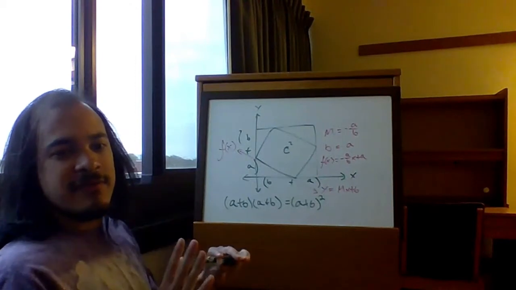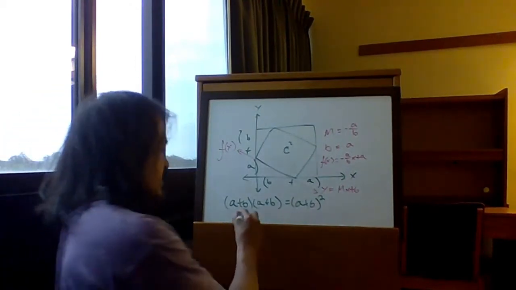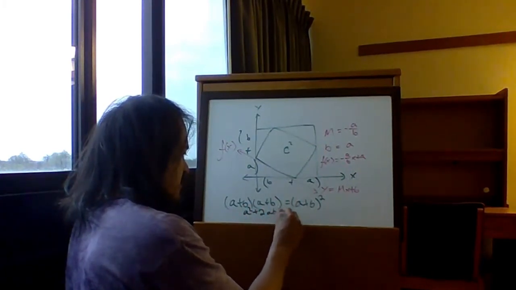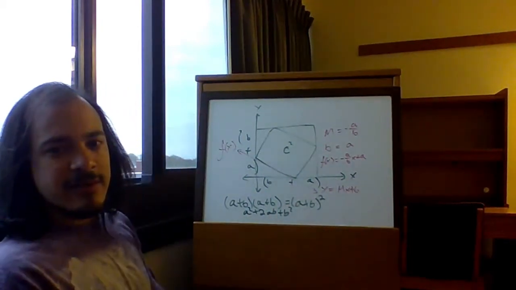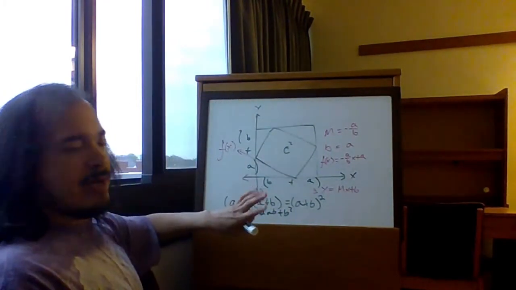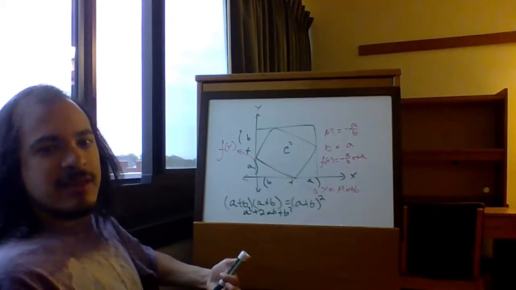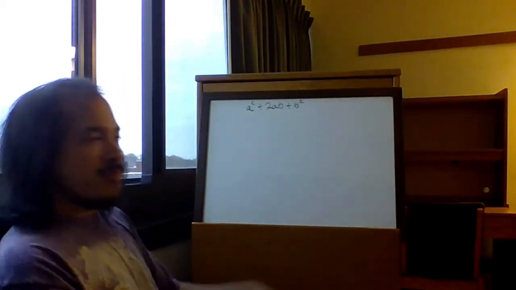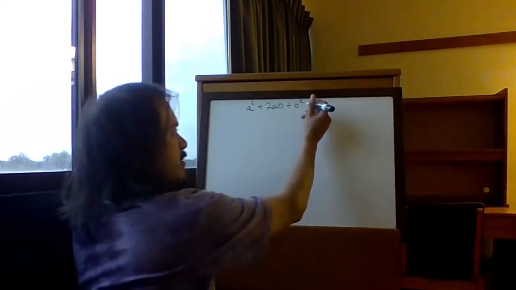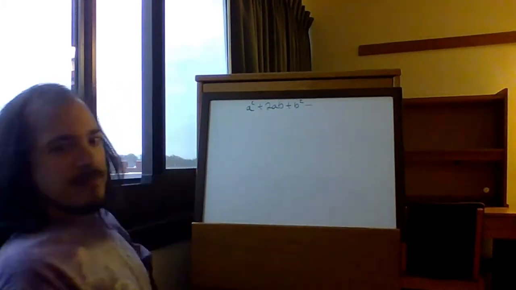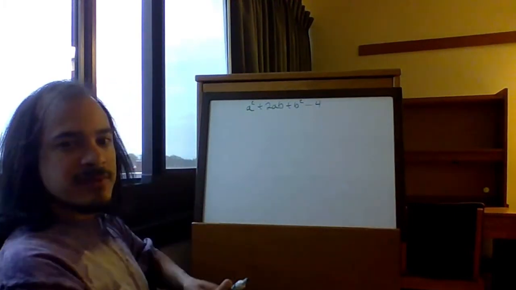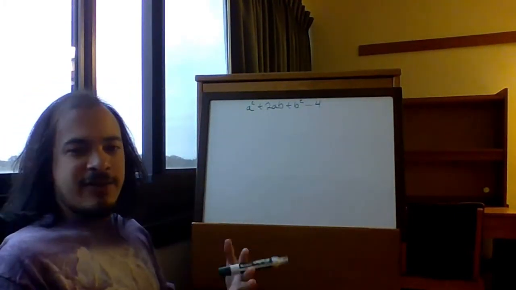So let's go ahead and FOIL this out. What we get is a squared plus 2ab plus b squared. Okay, so I'm going to move this to the top. I'm going to clear this out, and we're going to work out how we get the area of a triangle. So we have the whole area of the big square, and then we're going to subtract the area of the four triangles.